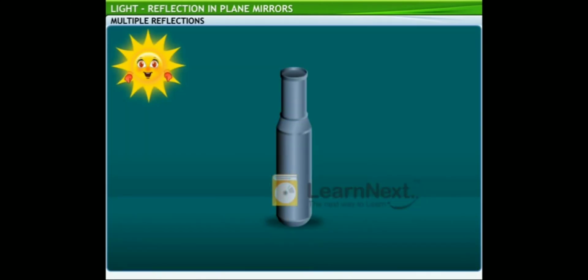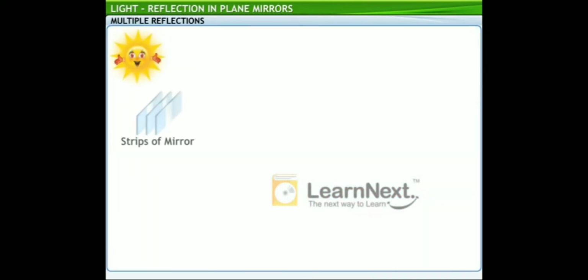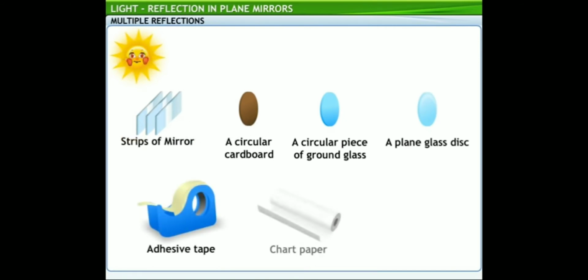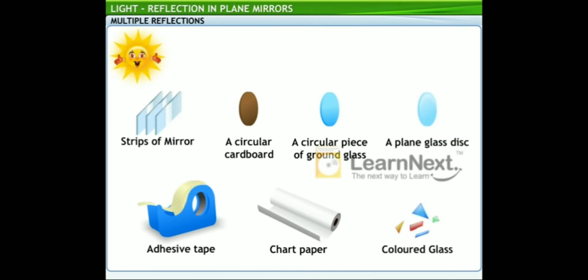Now let's see how this works in a kaleidoscope. You need 3 rectangular strips of mirror, each around 20 centimeters in length and 5 centimeters wide. A circular cardboard. A circular piece of ground glass. A plain glass disc. Adhesive tape. Chart paper. And some pieces of small colored glass.